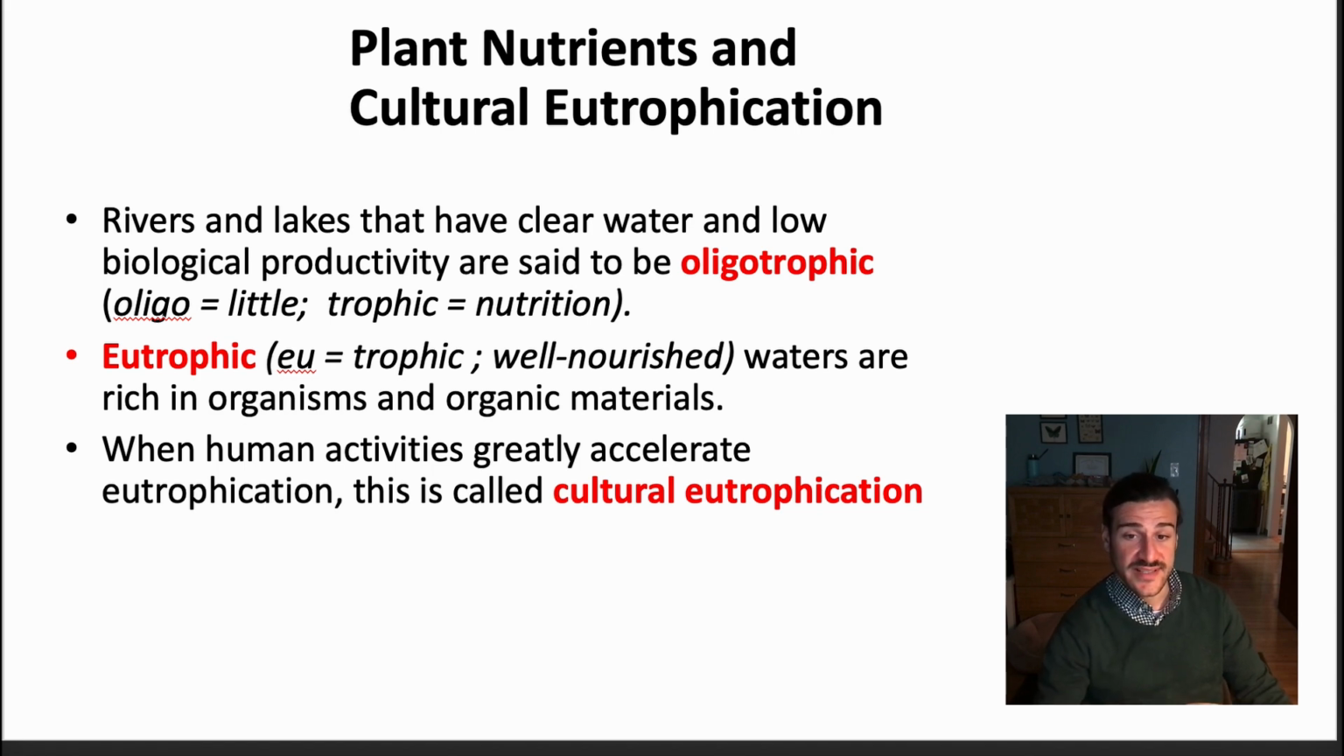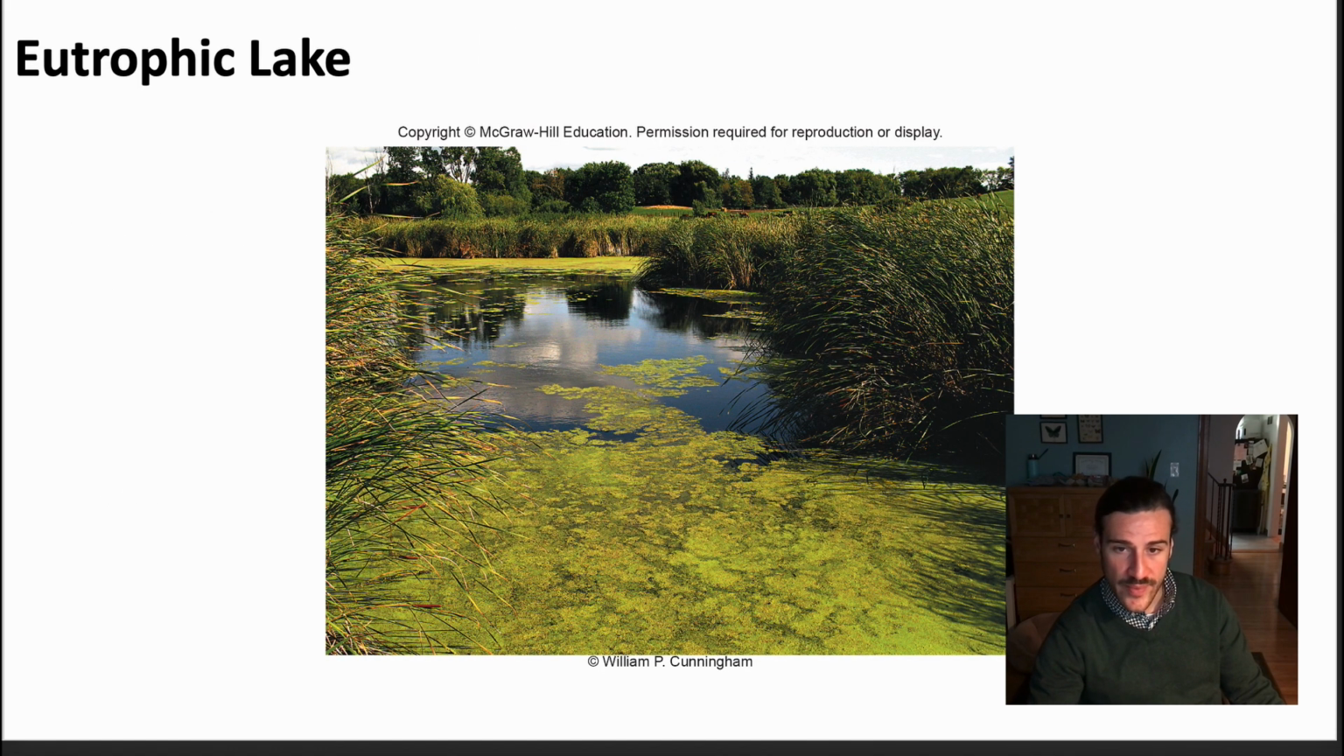Now, eutrophic systems are rich with organisms and organic materials. When human activities greatly accelerate eutrophication, this is called cultural eutrophication. So remember, the next time you're driving out into the country, take a look at the ponds you might see near farms, and take note of that green algae, which is a sign of eutrophication.